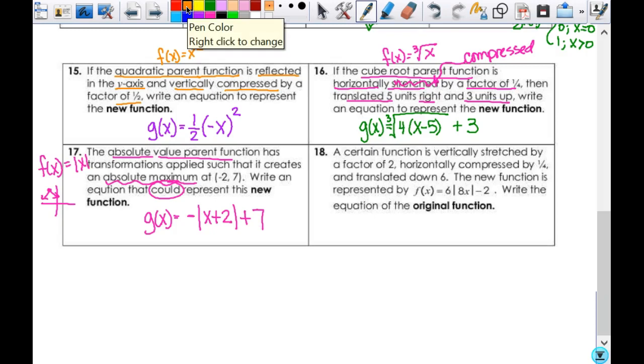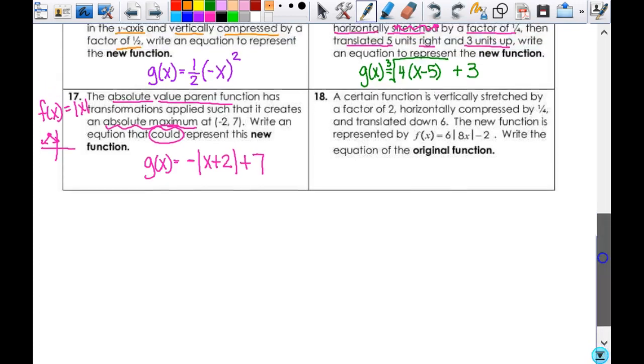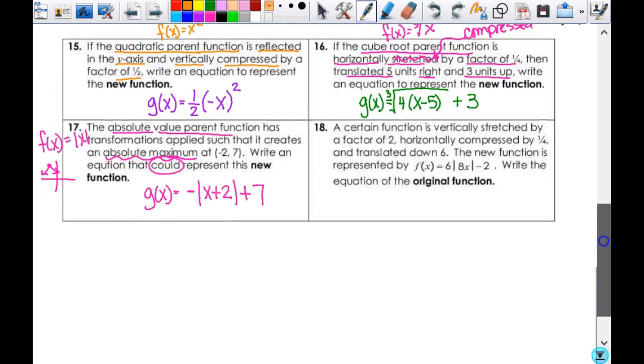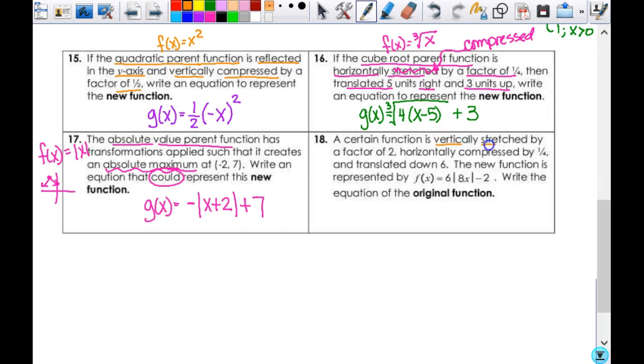All right, so then a certain function, we don't know what it is, well, it's absolute value once you see this, is vertically stretched by a factor of 2. That means that's going to affect this number right here. Horizontally compressed by 1/4, that's going to affect this number right here. Translated down 6, that affects this number. So all 3 numbers that are already there get affected, and it says this is the new function.